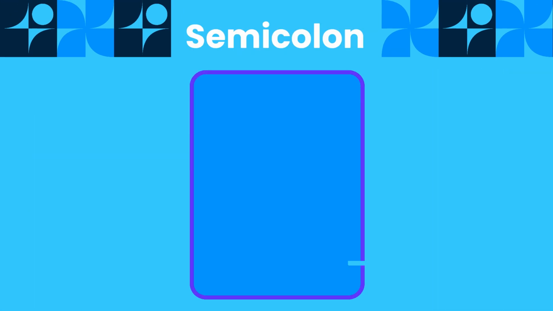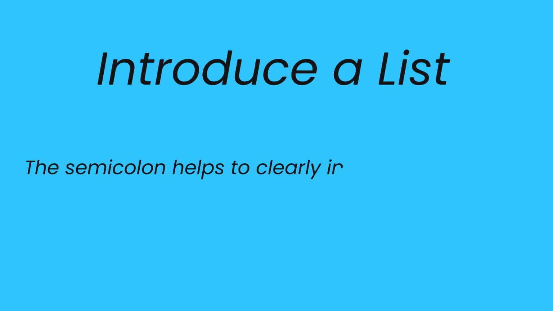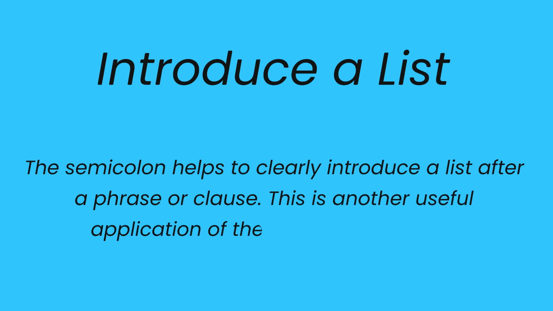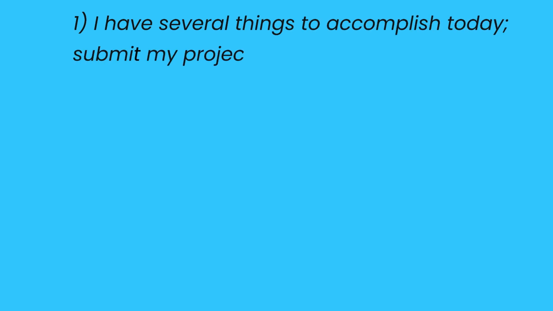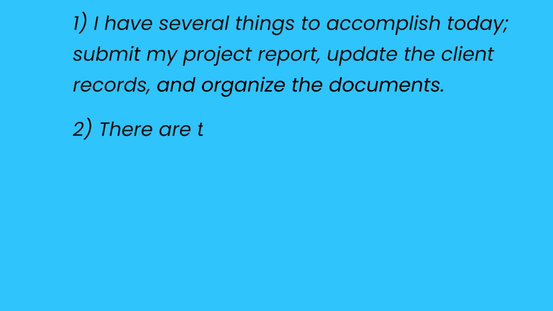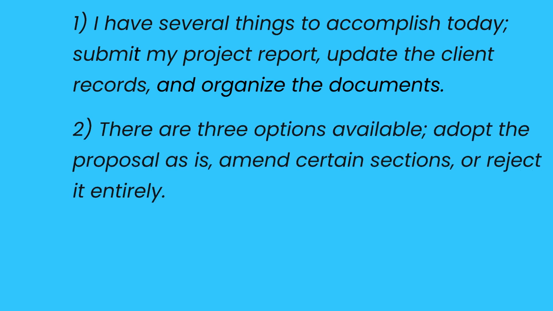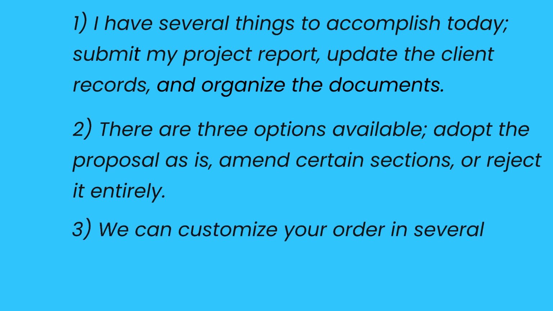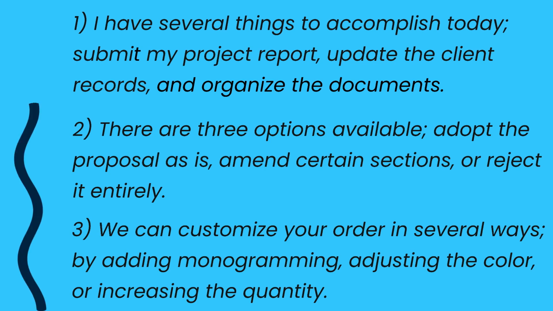Rule number 3, introduce a list. The semicolon helps to clearly introduce a list after a phrase or clause. This is another useful application of the versatile semicolon. Examples. I have several things to accomplish today; submit my project report, update the client records, and organize the documents. There are 3 options available; adopt the proposal as is, amend certain sections, or reject it entirely. We can customize your order in several ways; by adding monogramming, adjusting the color, or increasing the quantity.